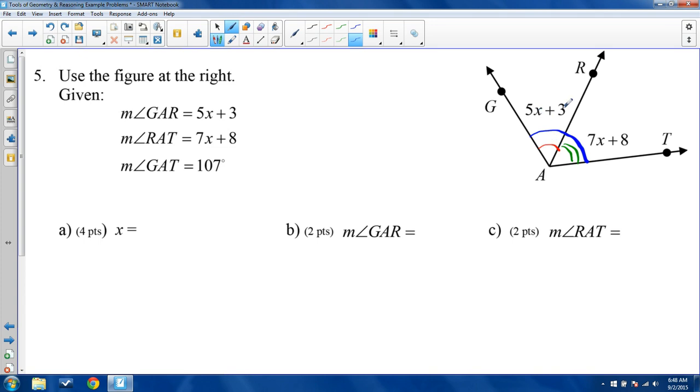Now, there's nothing that says 5x plus 3 is equal to 7x plus 8. They don't say that ray AR is an angle bisector. And they don't say that GAR and RAT are congruent. But what you do know by the angle addition postulate is that if I add the angle GAR in red with the angle RAT in green, then I get the entire angle GAT, the entire angle measure. So I'm going to create that equation. I'm going to write the measure of angle GAR plus the measure of angle RAT equals the measure of angle GAT.